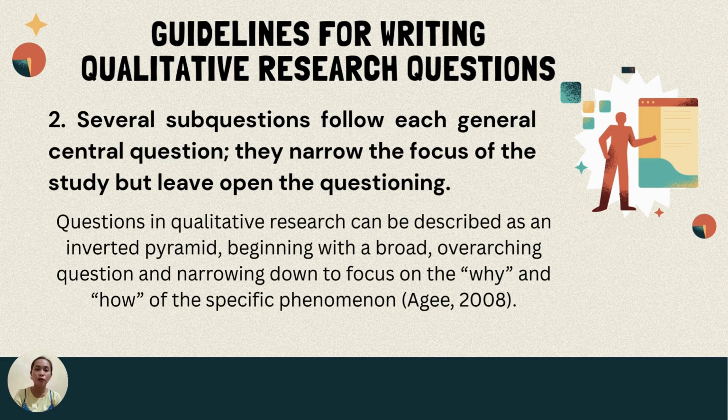Next, the second one is that several sub questions follow each general question. They narrow the focus of the study but leave open the questioning. So, questions in qualitative research can be described as an inverted pyramid, beginning with a broad, overarching question and narrowing down to focus on the why and how of the specific phenomenon.